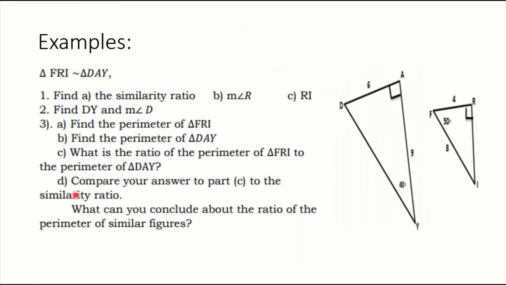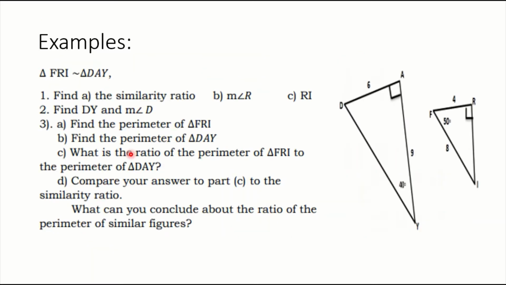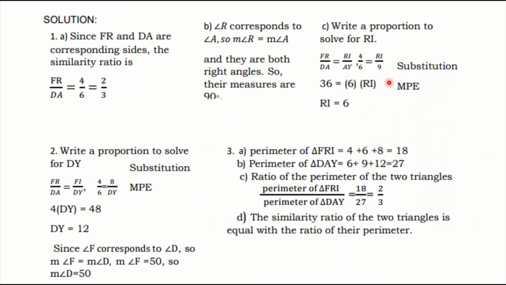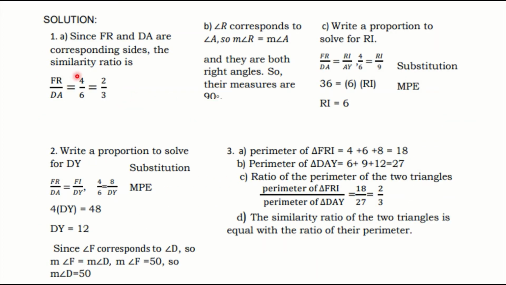For letter A, since FR and DA are corresponding sides, the similarity ratio is FR over DA. They are similar in sides, so the similarity ratio is FR over DA. Remember that. Then let's have the values. FR is 4 and DA is 6. When we reduce it to lowest terms, this becomes 2/3.